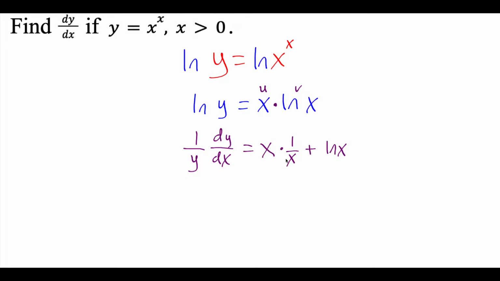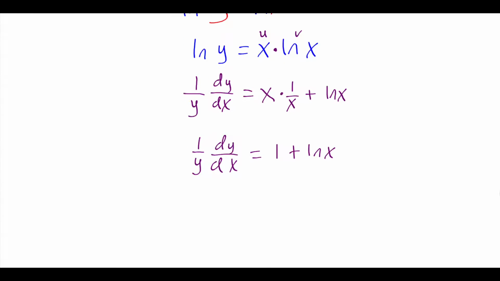Now in here where we have x times 1 over x, if we work on simplifying some things down, x times 1 over x is just 1. So the right-hand side is really just 1 plus the natural log of x. We want to get our dy dx alone.